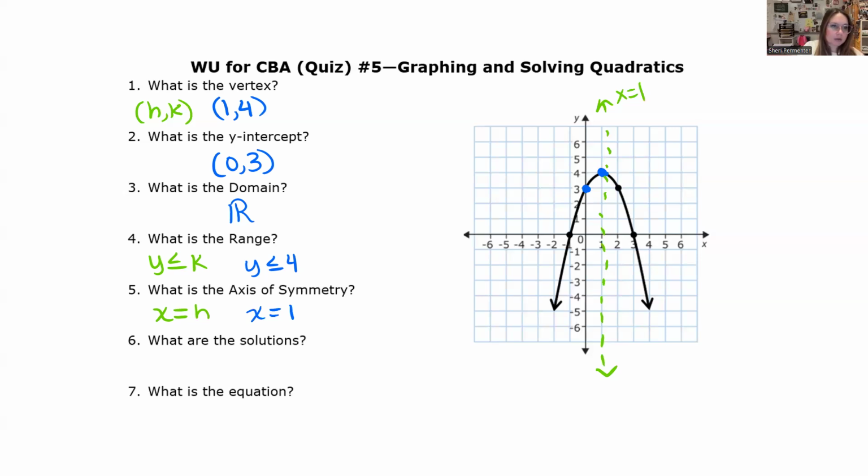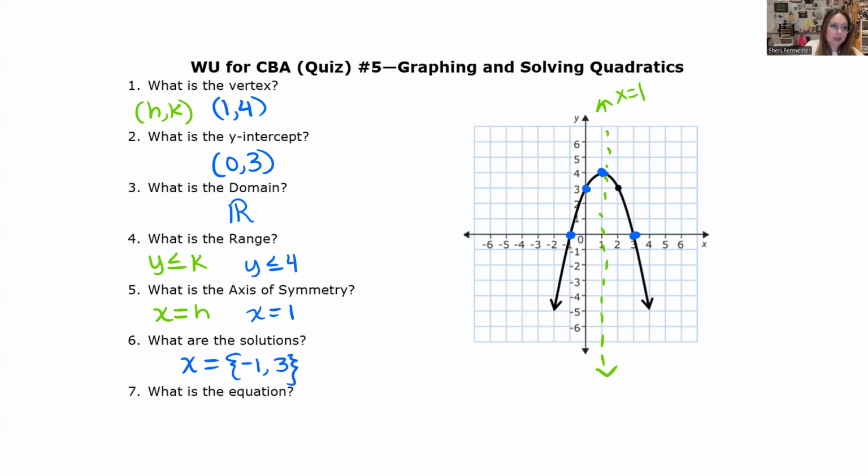The solutions. Solutions are the x-intercepts, and so I can make a solution set. It's the places where you cross the x-axis. I cross twice. Where do I cross? -1 and 3. -1 and 3.